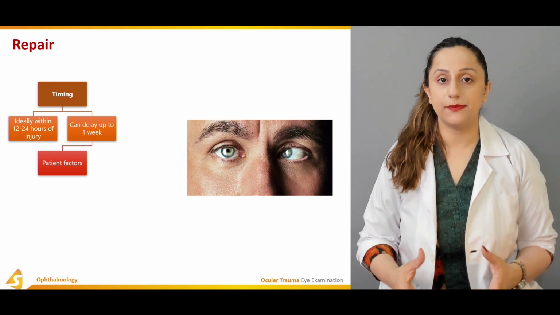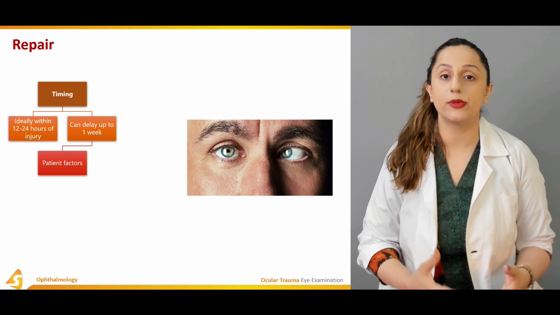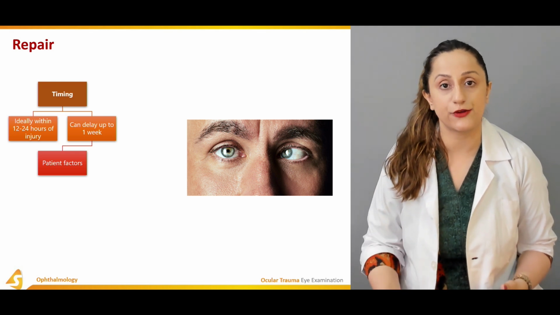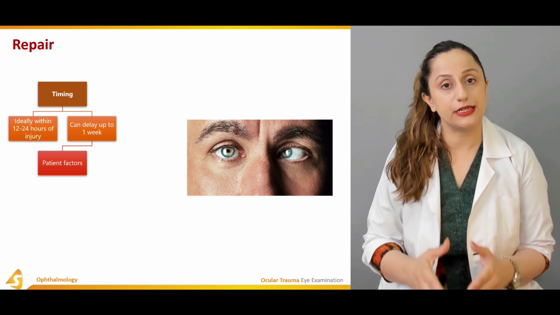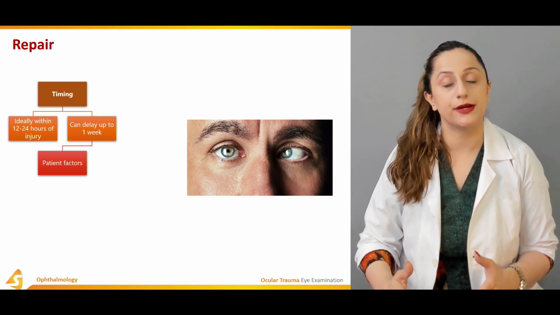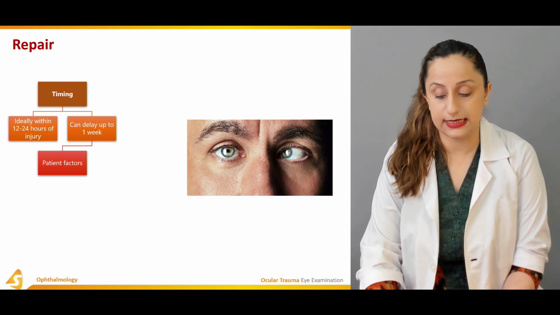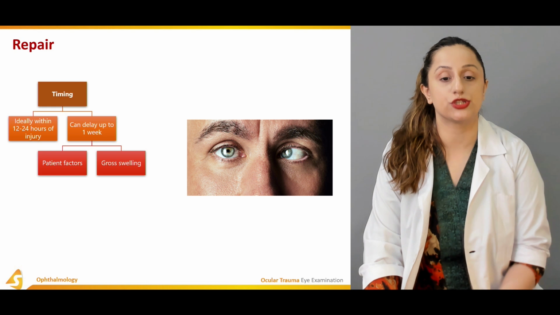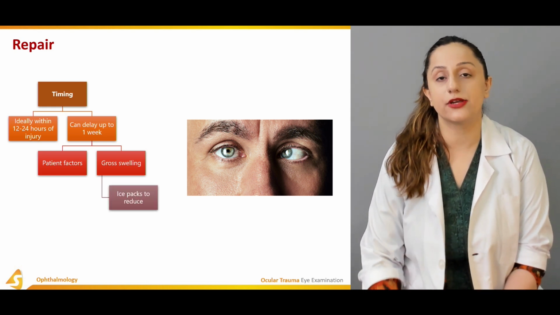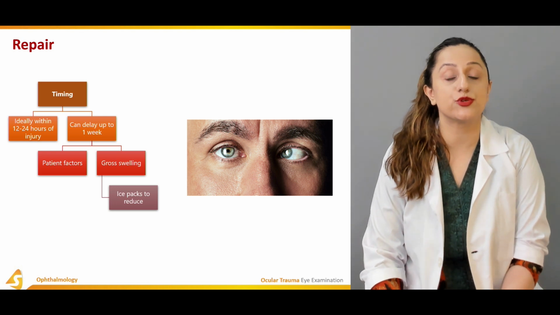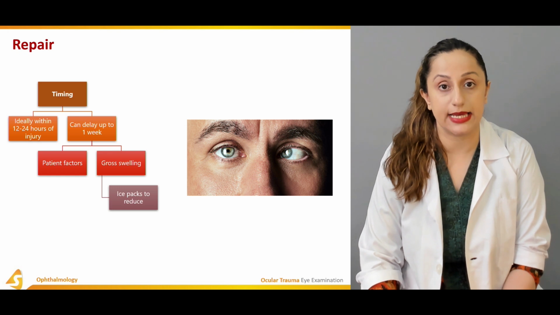So knowing the past medical history, the past surgical history of the patient, and the systemic diseases that the person is suffering from is again very important over here. The patient particulars are very important: the age, the gender, the socioeconomic status, the presenting complaints, and the mechanism of the trauma. Gross swelling, if it is encountered, ice packs are given to reduce the swelling, because the surgeries or the repair procedures cannot be performed otherwise in a very precise manner.